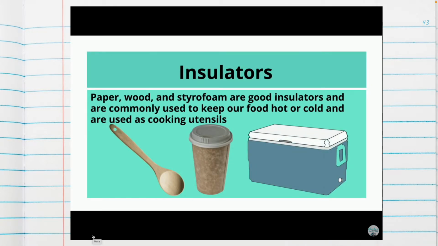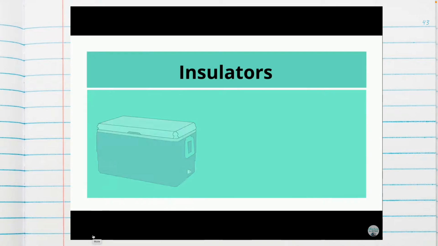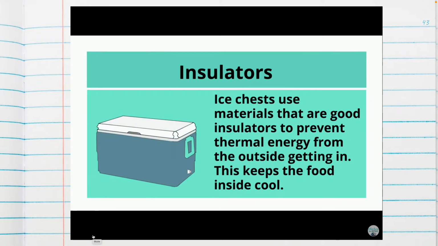Paper, wood, and styrofoam are good insulators and are commonly used to keep our food hot or cold and are used as cooking utensils. Ice chests use materials that are good insulators to prevent thermal energy from the outside getting in. This keeps the food inside cool.